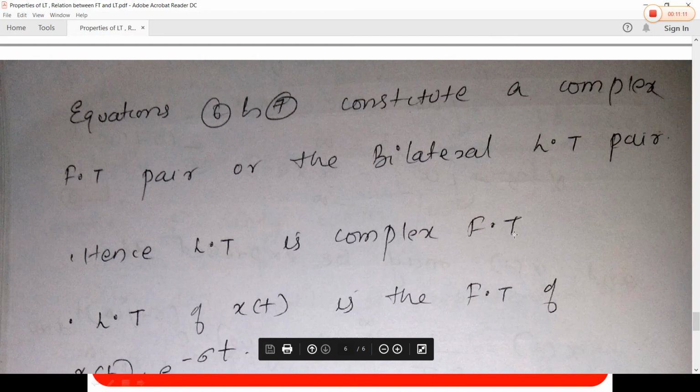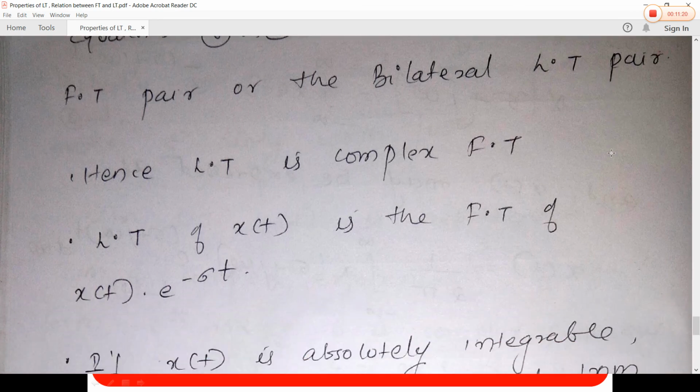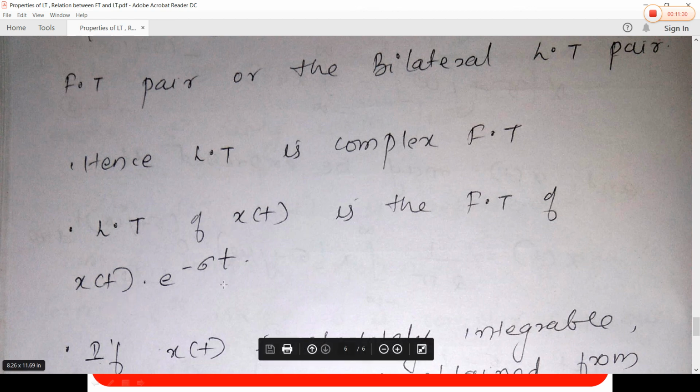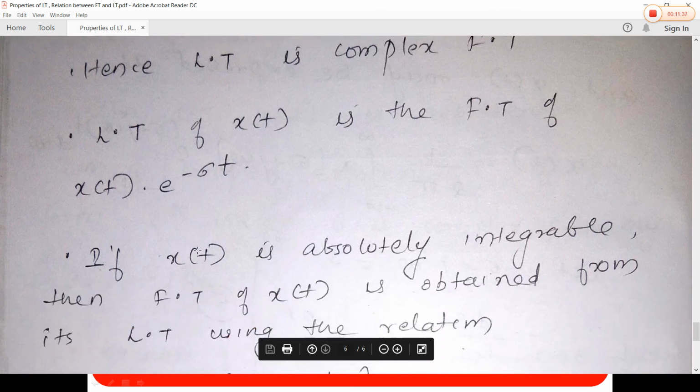Hence, equations 6 and 7 constitute a complex Fourier transform pair, or bilateral Laplace transform pair. Hence, we can say that the Laplace transform is nothing but a complex Fourier transform. On comparing with the standard equation, you get this result. That is, the Laplace transform of x of t is the Fourier transform of x of t into e raised to minus sigma t. This was already discussed in the previous class.